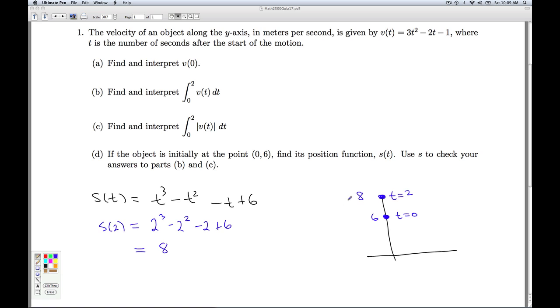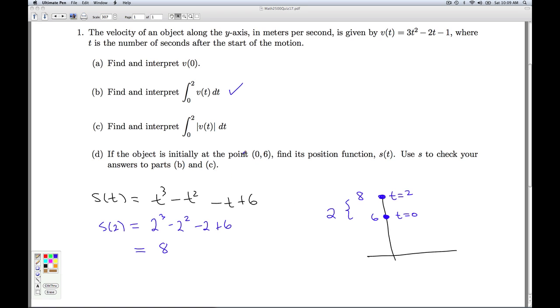And so what's the net displacement here? Well, when t is 0, I'm at 6. At t equals 2, I'm up at 8. So it's a positive 2 displacement. I'm 2 meters above where I used to be. So that checks part B.